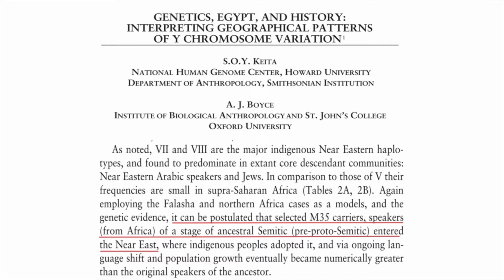This paper, Genetics, Egypt, and History, actually deals with this. By the way, it's called Genetics, Egypt, and History: Interpreting Geographical Patterns of Y Chromosome Variation by S.O.Y. Keita. So it says, it can be postulated that select M35 carriers, speakers from Africa of a stage of ancestral Semitic, pre-Proto-Semitic, entered the Near East. So, like all these papers are saying, these early Semites would have carried E markers, and these would be ancestral Semitic populations. Pre-Proto-Semitic means ancestral Semitic, by the way. And they would have carried their haplogroup from Africa into the Middle East.